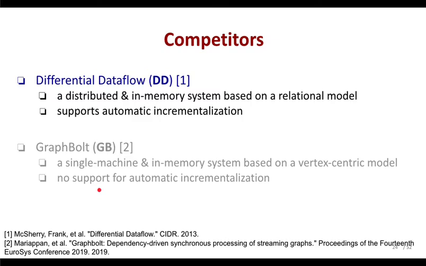Here are our competitors. Differential data flow is a distributed and in-memory system based on a relational model. It provides automatic query incrementalization of its data flow program. However, as it is an in-memory system and has to keep the intermediate results for incremental computations, its scalability is limited. And in this talk, we only present the results against differential data flow.